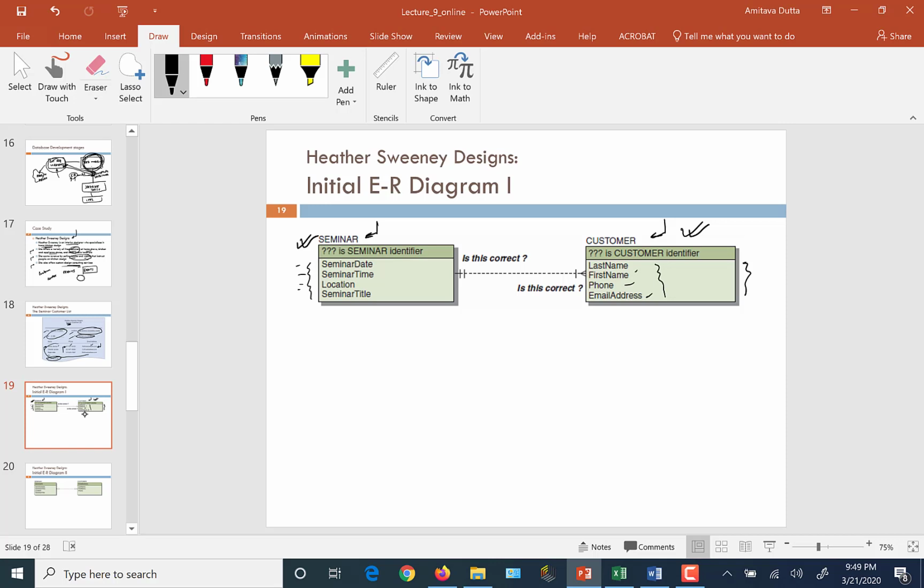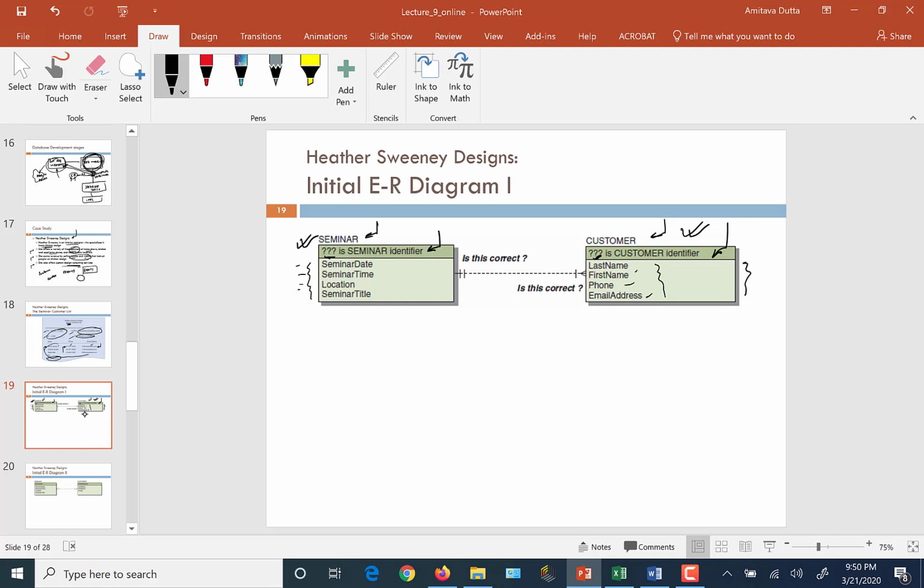Now, you remember from our study of the entity relationship model that every entity must have an identifier. An identifier is an attribute or a collection of attributes that uniquely identifies an instance of that entity. So we have to ask ourselves, what should be an appropriate identifier for seminar? What should be an appropriate identifier for the customer? The question marks here simply mean that we haven't figured that out yet. We'll build up the ER model gradually, but we will need to do that.